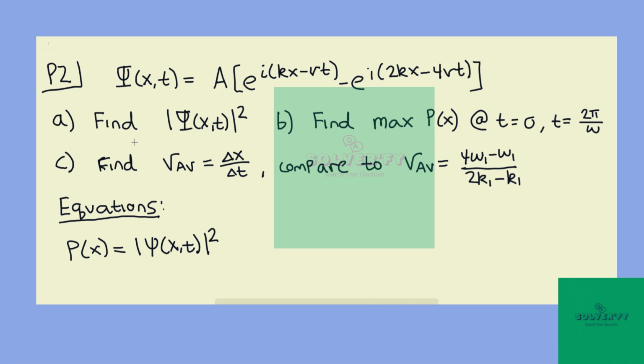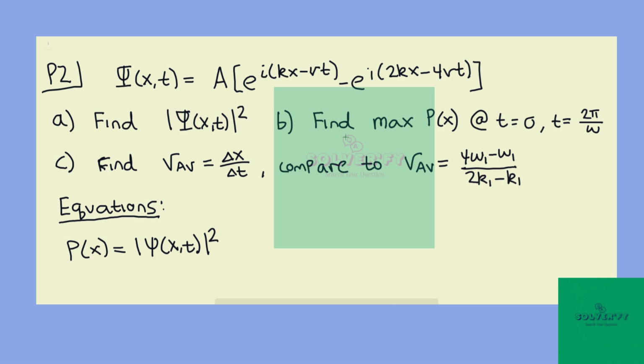Okay, in this problem, we are asked for a number of things. We're given a wave function, which is a function of x and t, which is some mixture of complex exponentials, so we have some oscillating behavior occurring. We're first asked to find the probability density, which is the square of the wave function.